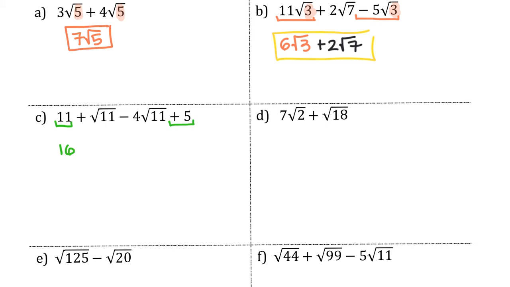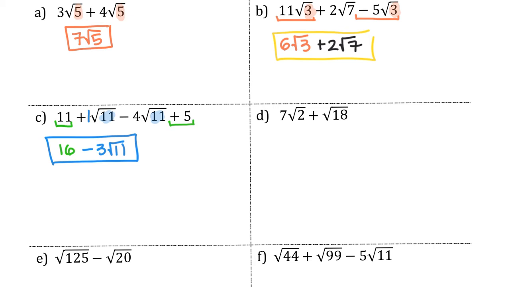Okay, now let's check. Now I have a square root 11 minus 4 square root 11. Those are like terms because they have the same radicands. They're both square root 11. So I have positive 1 square root 11 minus 4 square root 11. So 1 minus 4, I'm going to have negative 3 square root 11s. So my final answer is 16 minus 3 root 11, and the order doesn't matter, so I could also have negative 3 root 11 plus 16.